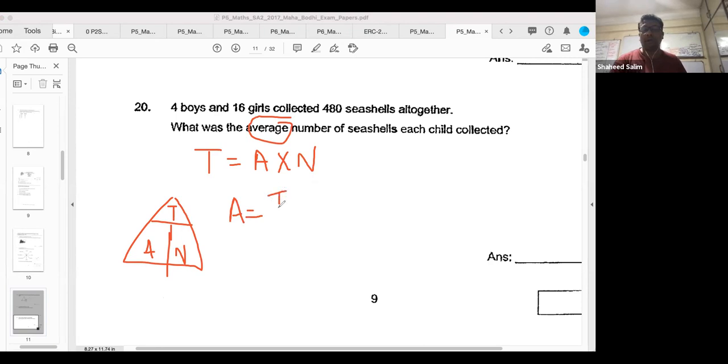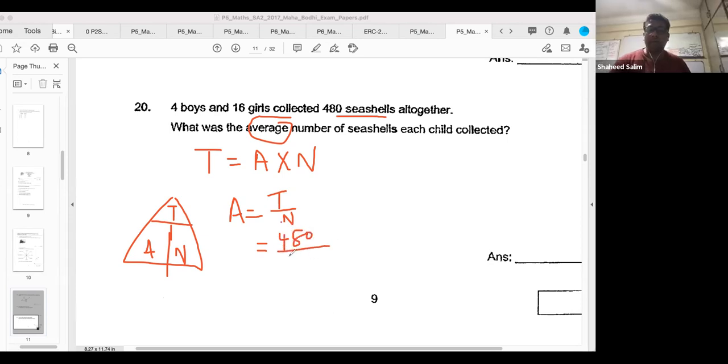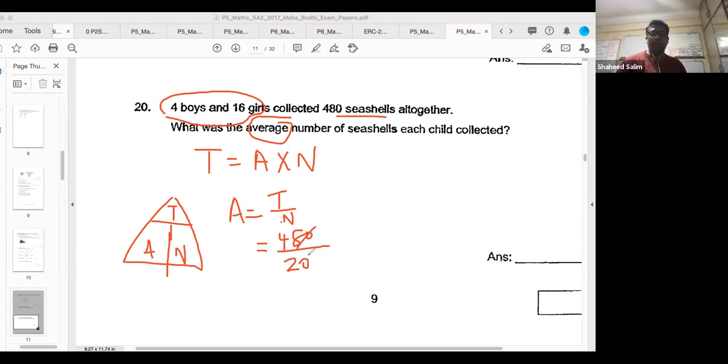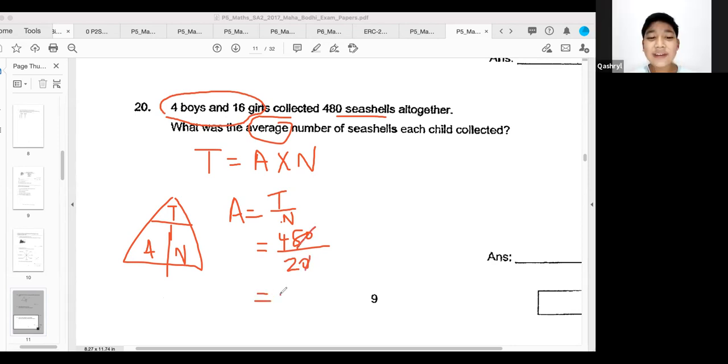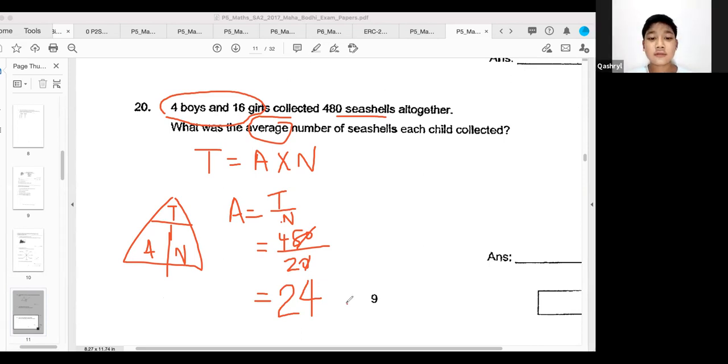So what's the total, Putra? Total seashells are 480. 480 divided by how many? Divided by 16? No. You take 5 plus 6 plus 4 plus 5, that's 20. So down here, cancel the 0, cancel the 0. 48 divided by 2 is 24. Well done. You can just do it like this: 8 divided by 2 is 4, 4 divided by 2 is 2. And that's your answer.